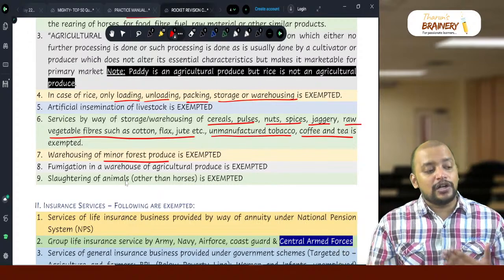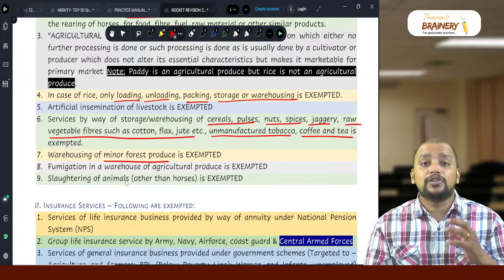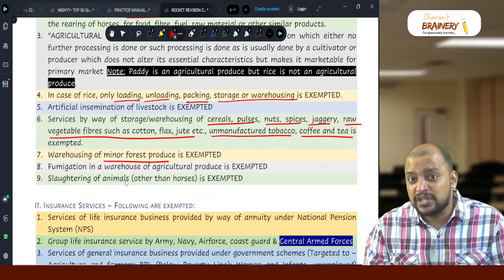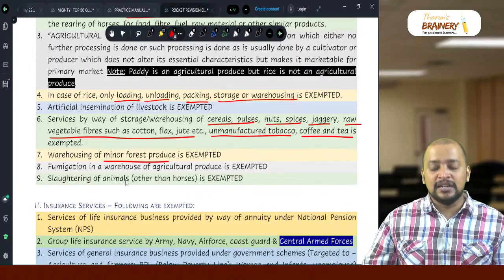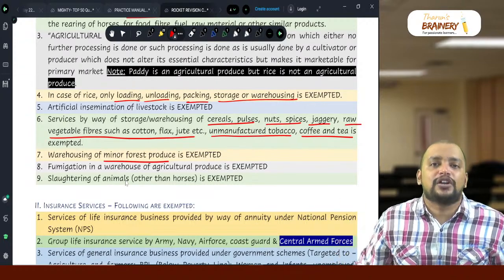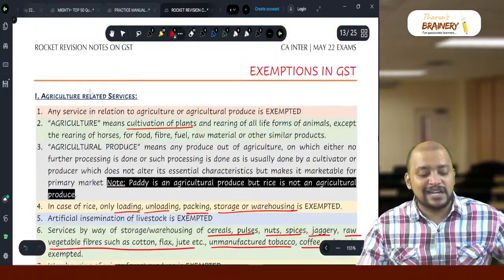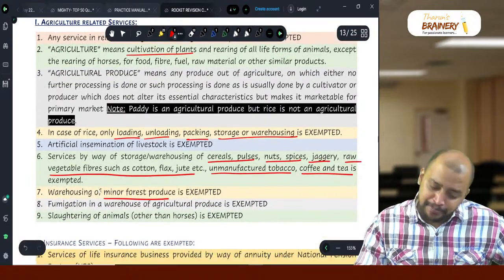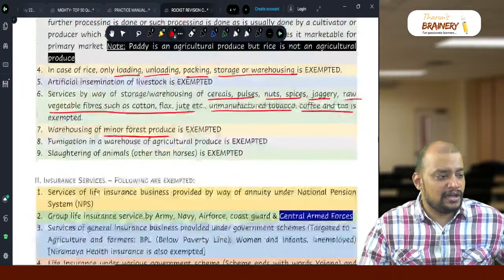Okay. Then slaughtering of animals other than horses is exempted. What does slaughtering mean? Killing animals. They will kill the animals, take the flesh, and that flesh will be packed in packets and given out. So these slaughterhouses will be receiving some money, and that money received by these slaughterhouses is exempted. Okay. So these are the various agriculture related services which are exempted. Okay. Then next point. So anything else?